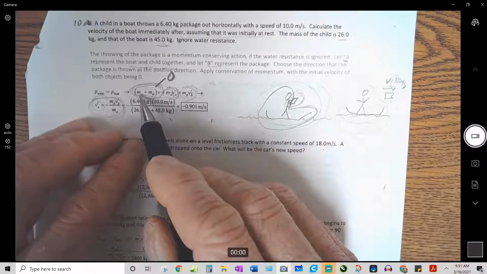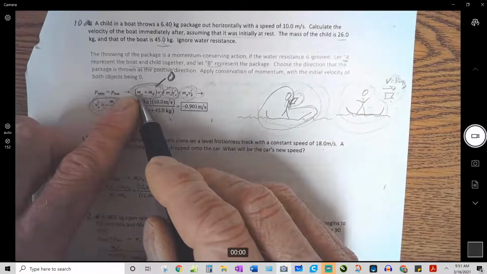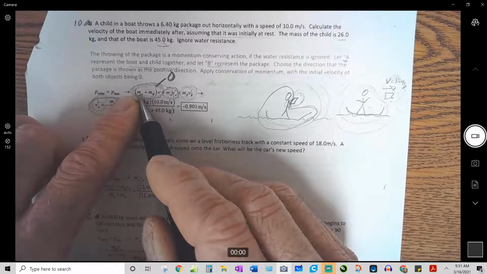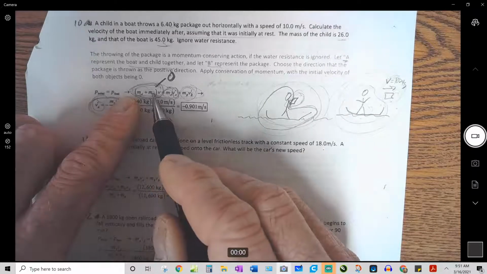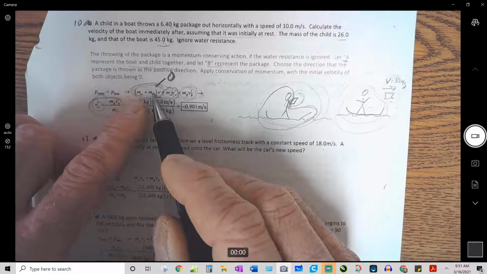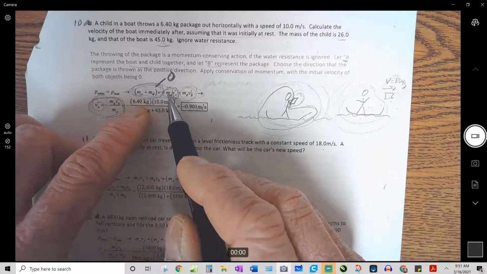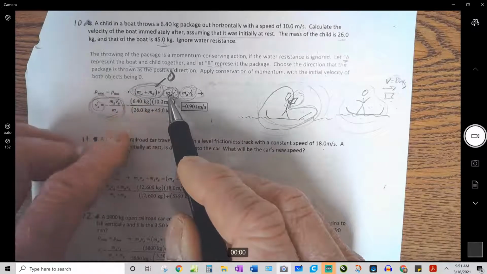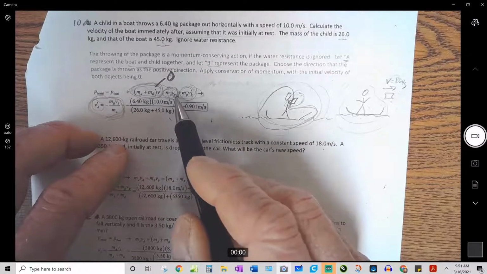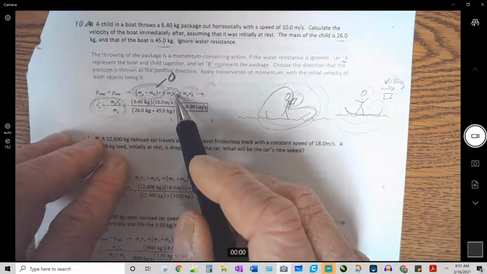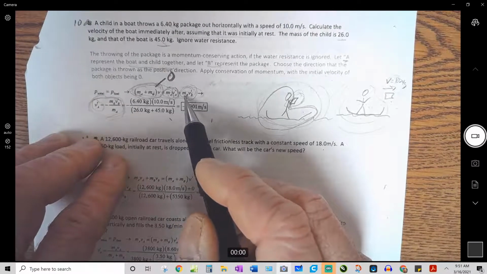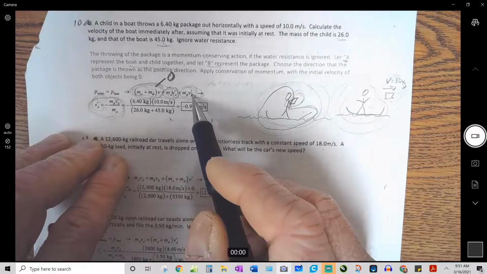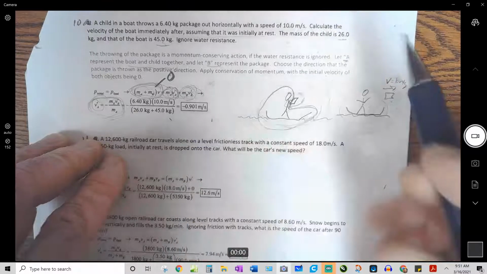So this mass would be 26 plus 45, and this is 6.4, and this is whatever 26 plus 45 is again, and this is what we're solving for, and this is 6.4, and this is 10.